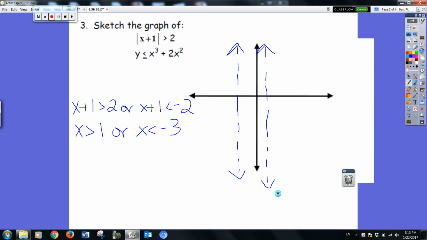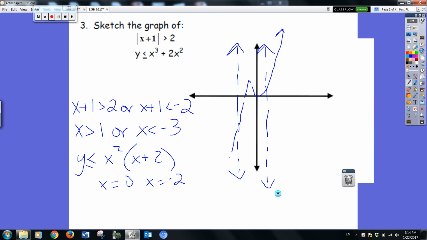But then we have this y is less than or equal to x to the third plus 2x squared. Well, we just finished graphing those polynomials, so y is less than or equal to, we can pull out an x squared, and that leaves us with x plus 2. So the two places where that crosses, we're going to have a bounce and a cut. So we're going to have a bounce at x equals 0 and a cut at x equals negative 2. And it's a solid line, so we're going to cut and then bounce.